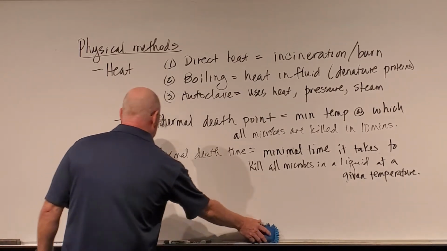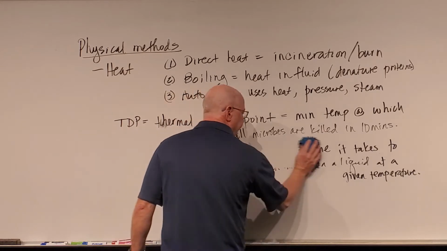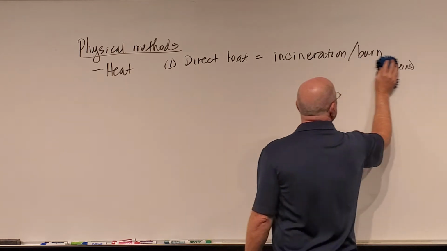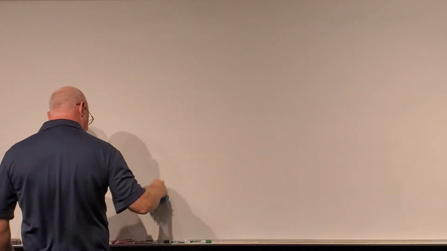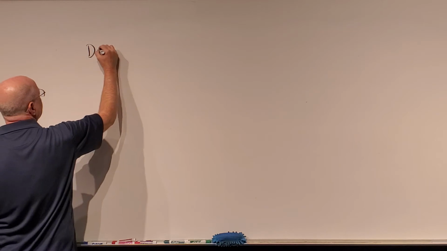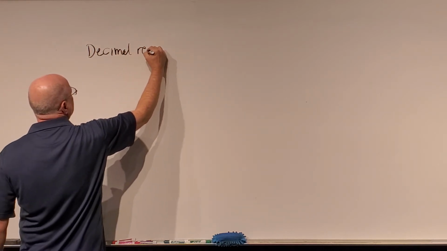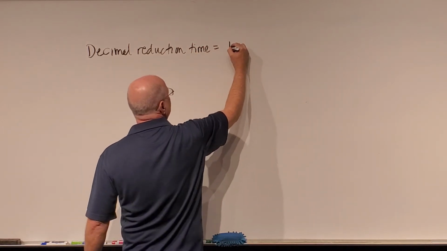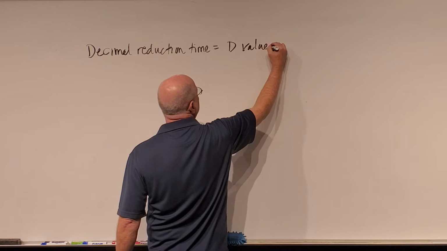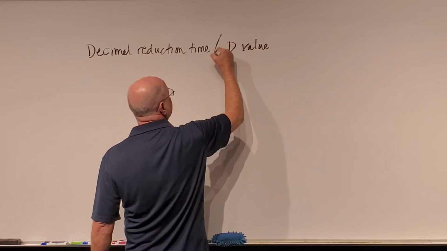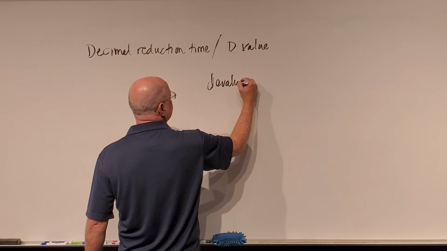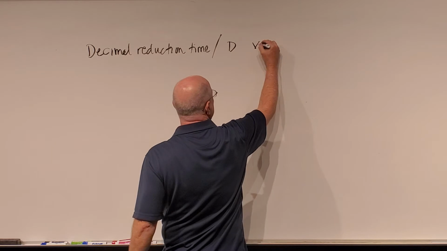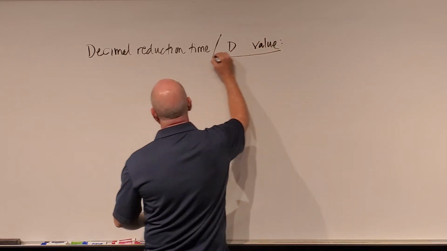Okay? So let me erase all this to make some room for myself. And we're going to talk about the decimal reduction time, which is also called the d-value. Which is not the same as to devalue something. To devalue it means you decrease its value. This is known as the d-value, as an abbreviation, okay?